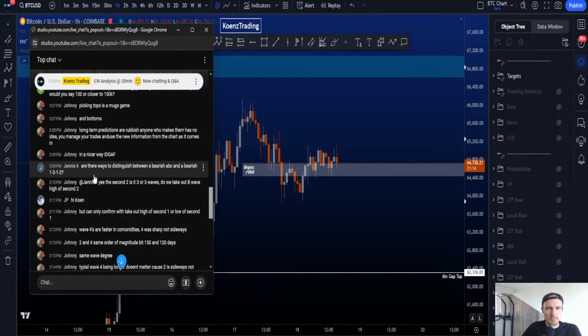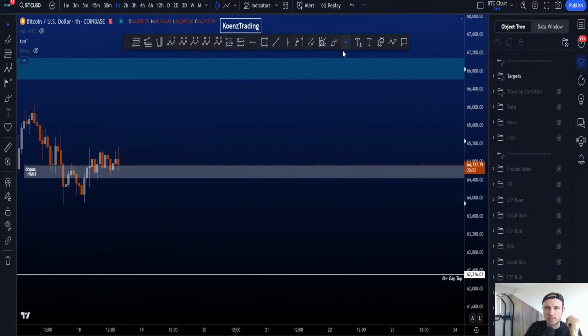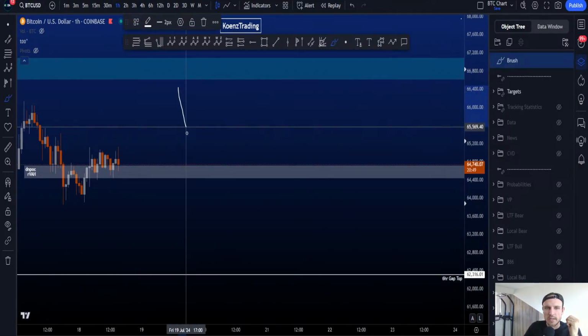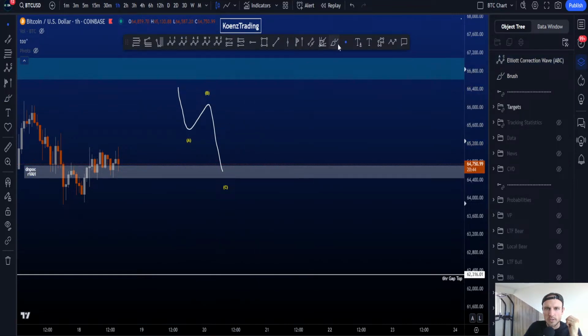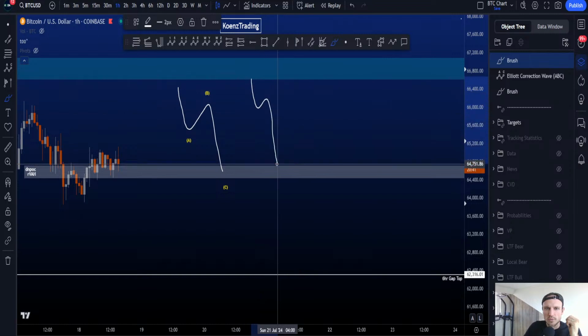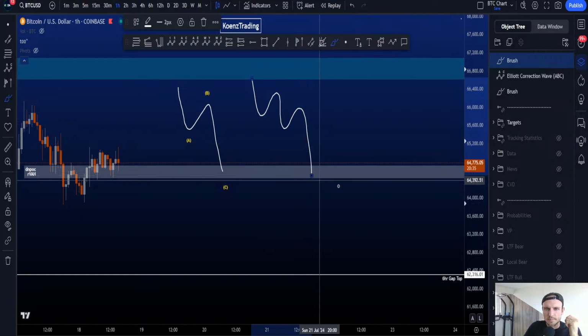Are there ways to distinguish between a bearish ABC and a bearish 1-2-1-2? Yes, the second two. Okay, more complex. Most commonly, if you have a 1-2-1-2, your wave 2s are a similar structure, right? So there's two things to look for. First of all, impulsive / corrective. So you have an ABC, or you're looking at a double 1-2, right? 1-2, 1-2.